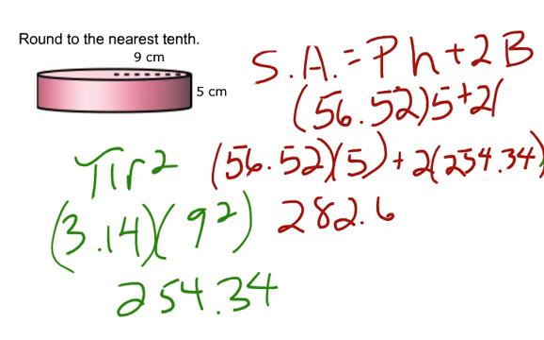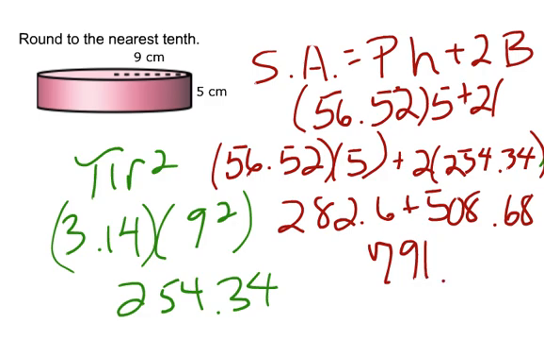Okay, so we're going to round to the nearest tenth. So then we're going to put in the last part, which is 2 times 254.34, and that's 508.68, and then we're going to add that to the other number, 282.6, and you get 791.28. And in our directions, we said we're going to round to the nearest tenths.